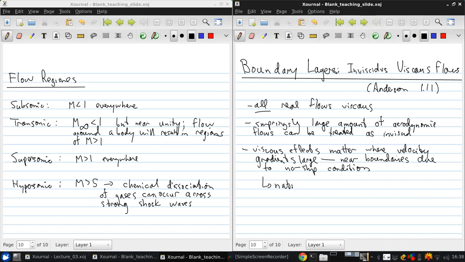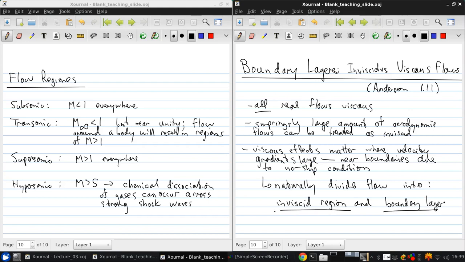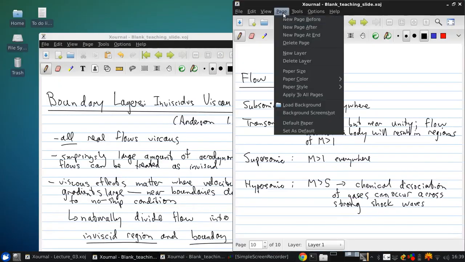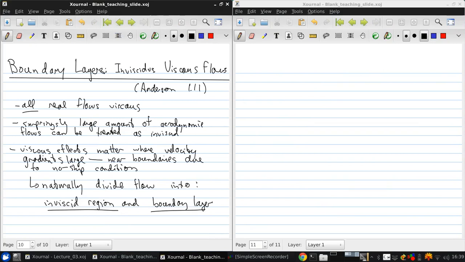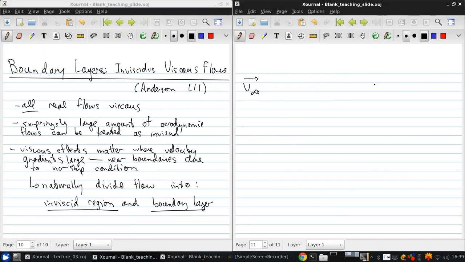So you can naturally divide most flows into two regions: an inviscid region and boundary layers. So, to show what I mean about this division of regions, if we have an airfoil, say, then as flow moves over the airfoil, exaggerating this, boundary layers will grow on both sides.